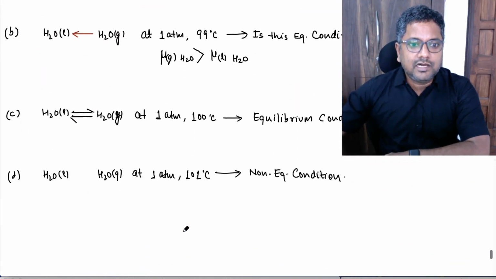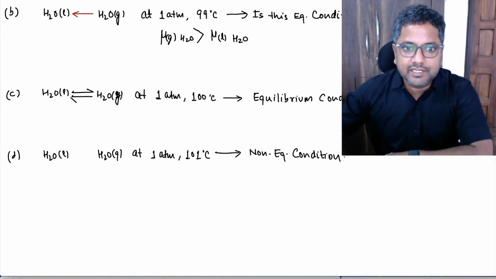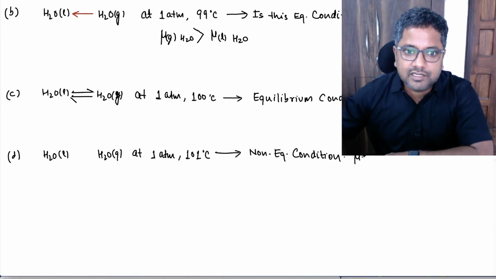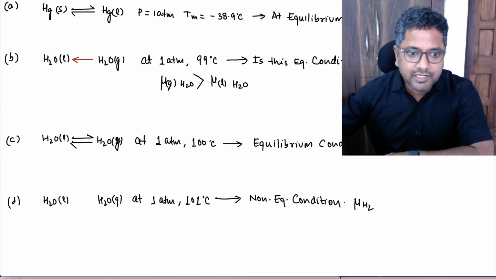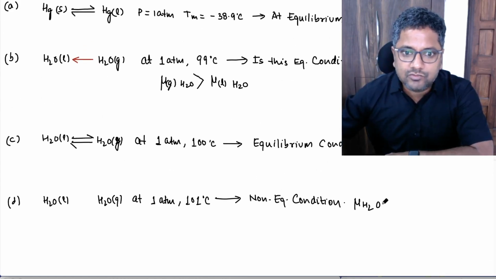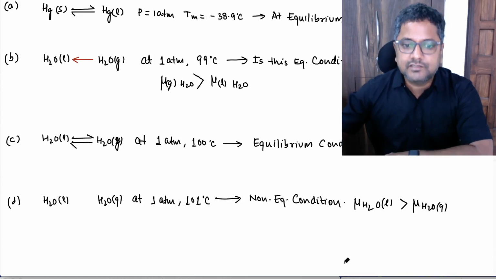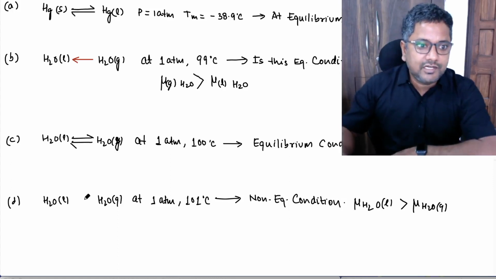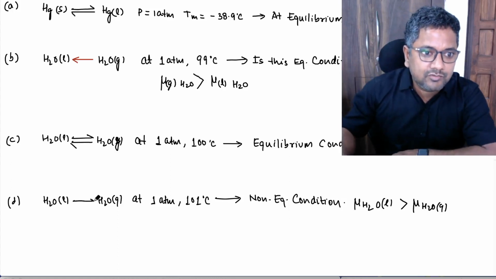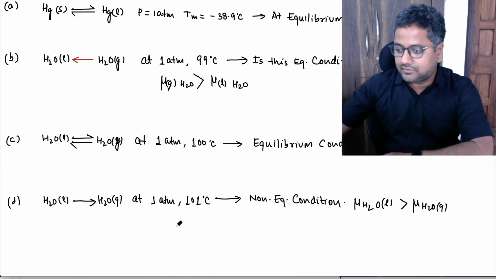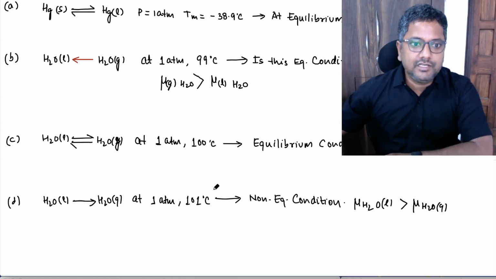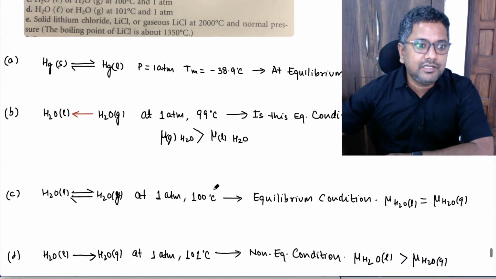So you can say that the chemical potential of H2O liquid is more than the chemical potential of H2O gas. So which kind of arrow can you put here? You can put this type of arrow here. Very good.